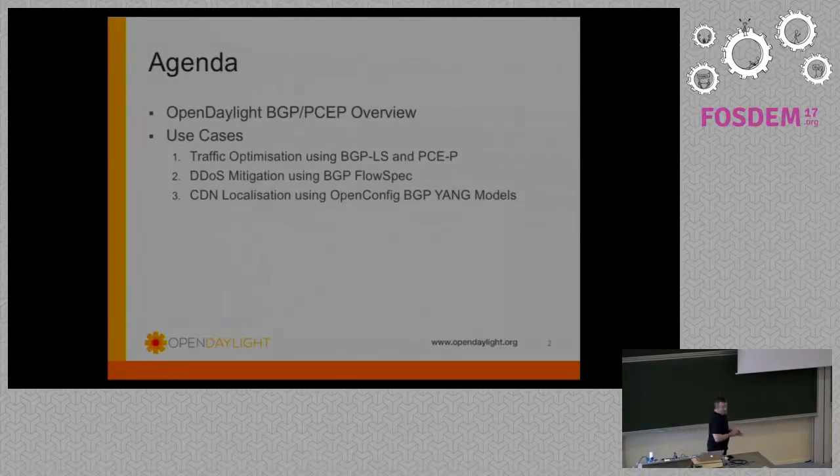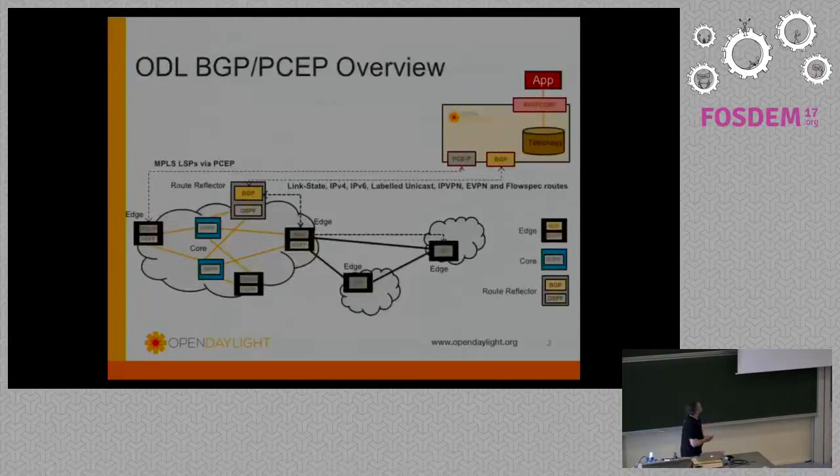So I want to give a quick overview of what BGP and PCEP are in OpenDaylight, and then go into 3 use cases. I'm going to demo 2 of them. Charles mentioned the online sandboxes, and the reason for demoing these 2 is I'm using online sandboxes, whereas for DDoS mitigation, I need a real forwarding plane, so I'd have to go into a real router somewhere.